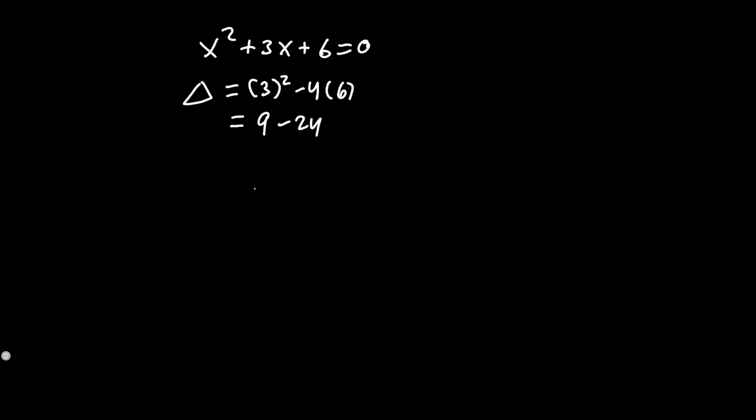Now if we look at x squared plus 3x plus 6 is equal to 0, the discriminant of this quadratic is going to be 3 squared minus 4 times 6. And we have 1, so we just ignore the 1 in the multiplication. After expanding it, we get 9 minus 24, and 9 minus 24 is negative 15. So the discriminant is negative, meaning that there are two complex conjugate solutions.